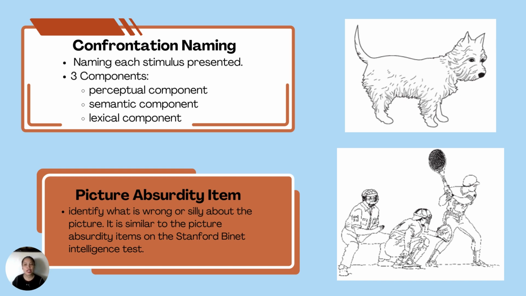Persons who are neurologically compromised as a result of Alzheimer's disease or other dementia typically experience difficulty with naming tasks.